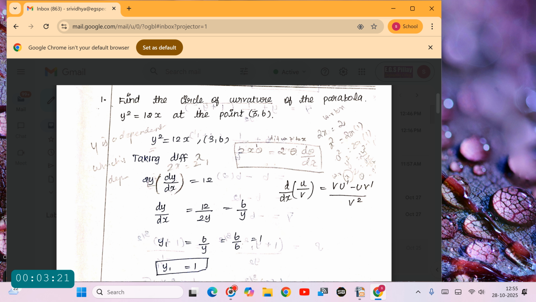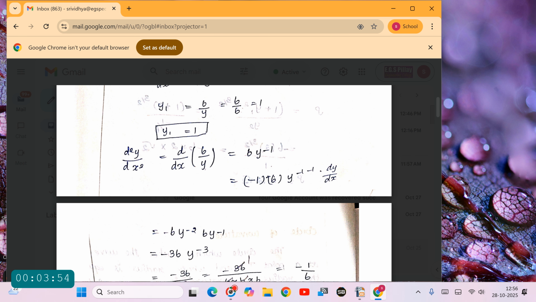The second derivative, d square y by dx square, is represented by y2. So y1 is equal to 12 divided by 2y, which is equal to 6 by y. But in the problem, the point 3, 6 is given. That means the x value is 3 and the y value is 6. So 6 divided by 6, we get y1 equal to 1. y1 is dy by dx, and its value is 1.